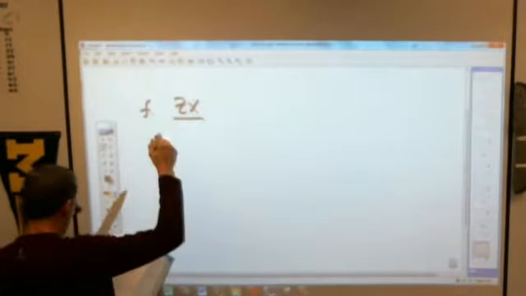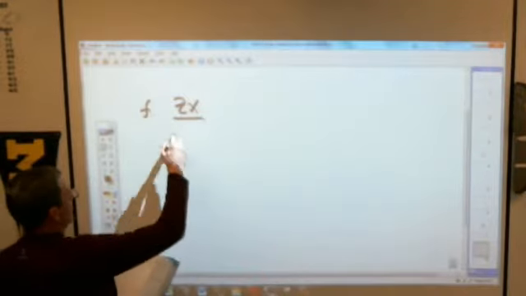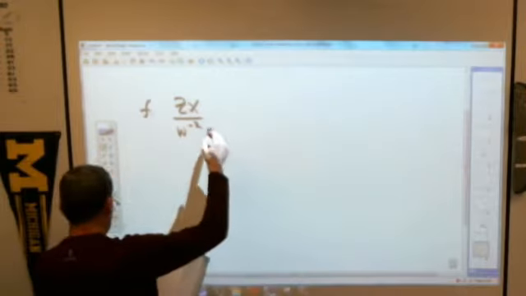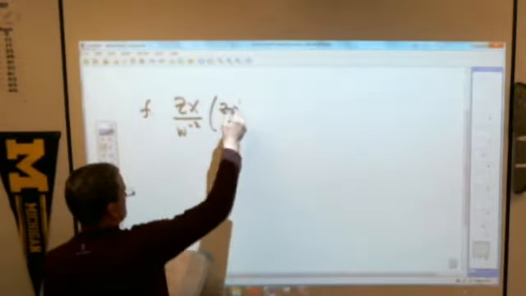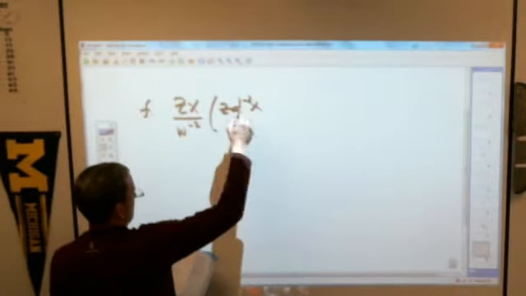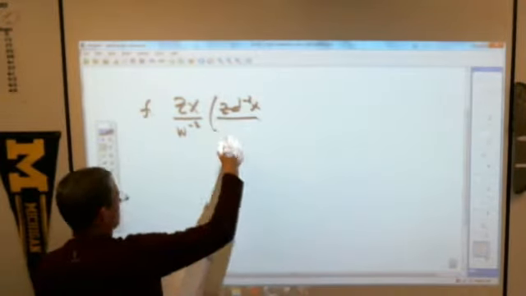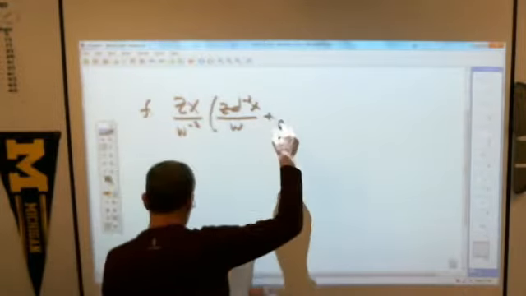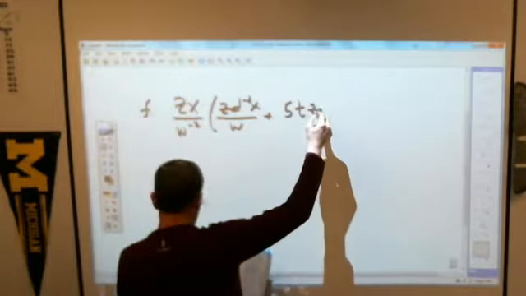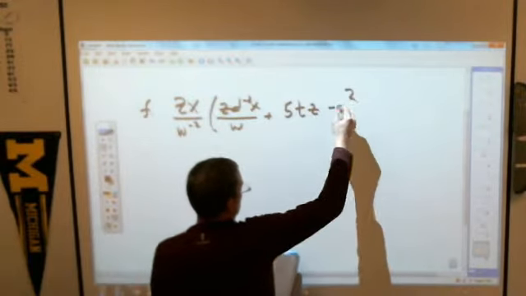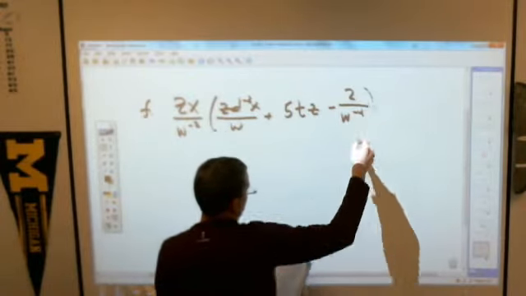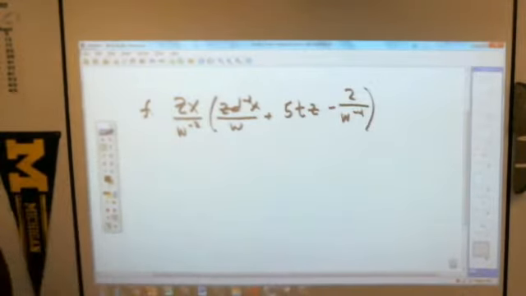Zx over y w to the -2, and then in parentheses, z d -2x over w plus 5 tz minus. On the positive side, you look really smart if you can work with all this stuff, but it's not that hard. How often do you use this in your everyday life?